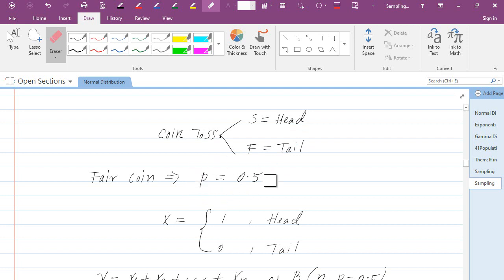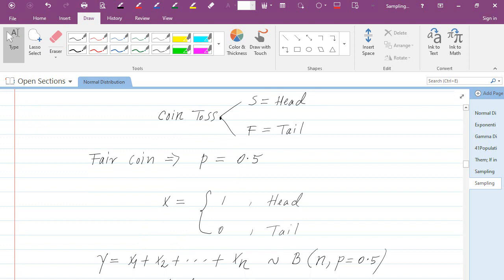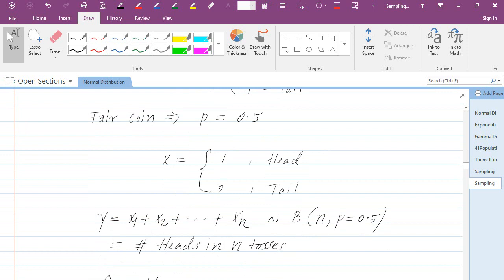One way to interpret this probability is that if I toss the coin repeatedly many times, then the proportion of tosses that will end in a success will be 50%. So in this case, again, I can use a variable x where x is 1 if I get a head from the toss, and 0 otherwise, that is, if I get a tail.